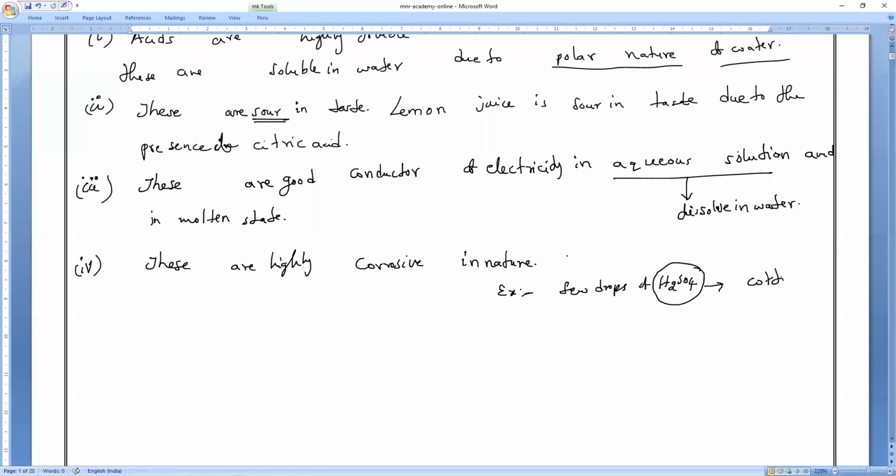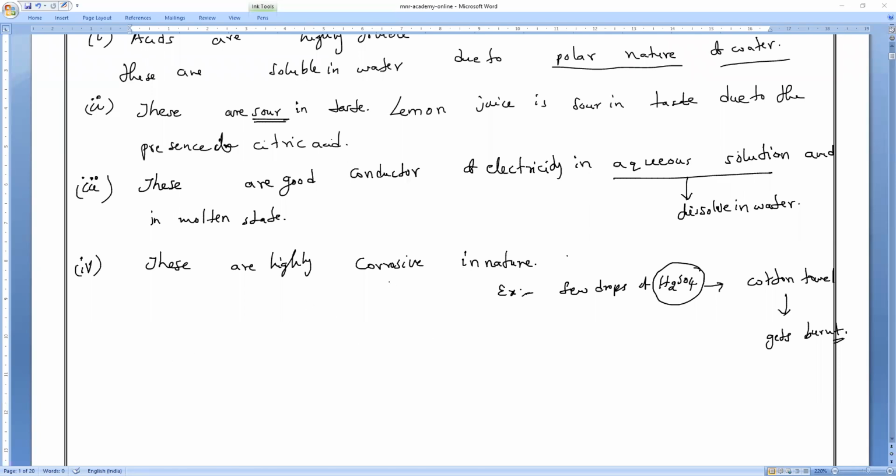If I put a few drops of H2SO4 on any kind of cloth, like a cotton towel, what will happen? Immediately it will start, it will get burned, because they are very, very corrosive in nature. They will even melt our skin and react highly with metals. They will spoil the metal, and metals will lose their strength because of acids.